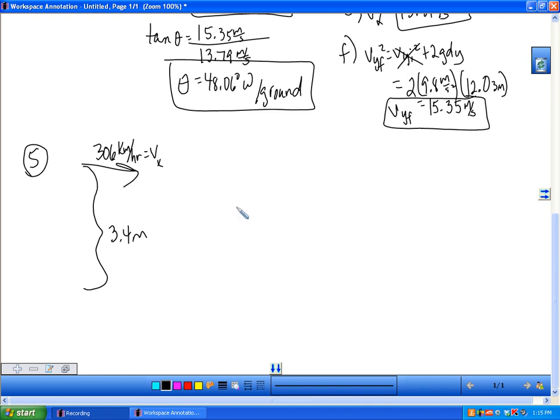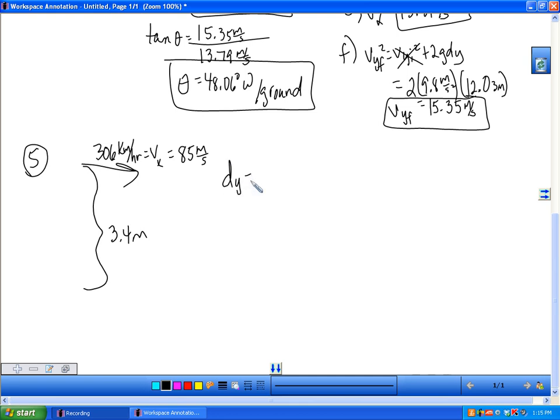So part A wants to know how long the bullet is in the air, and then part B wants to know the final vertical velocity, and then what is the range. I have to do a little work. First thing I want to do is convert that 306 kilometers per hour into meters per second. I got 85. The reason I want it in meters per second is because gravity is in meters per second squared, and it'll work a lot better. So I'm going to find the time.